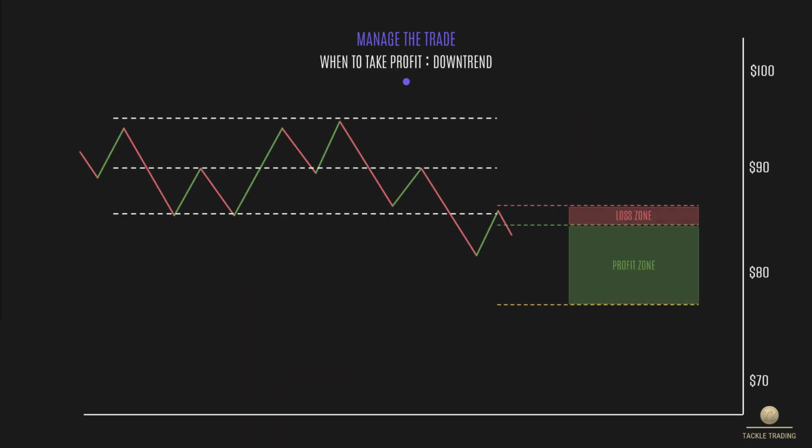Now, in a downtrend, it works very, very similar. You have a downward movement where you have a lower low, lower high. We're shorting as it comes into that lower high. That's called a bearish retracement.